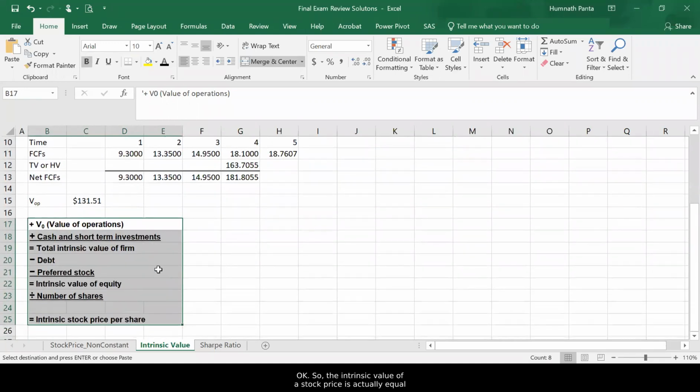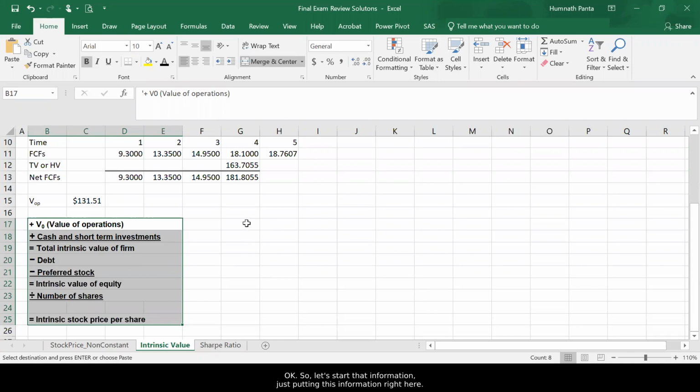Okay. So the intrinsic value of a stock price is actually equal to the total value of the company. And if you have some cash and short-term securities, you have to add that cash and short-term securities to the value you calculated. And that's going to give you the total intrinsic value of the firm. If you have debt or preferred stock, you take them out. That's going to give you the intrinsic value of the equity, and you divide by the number of shares.